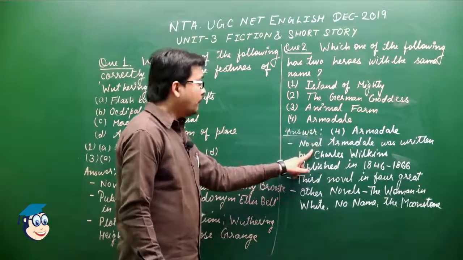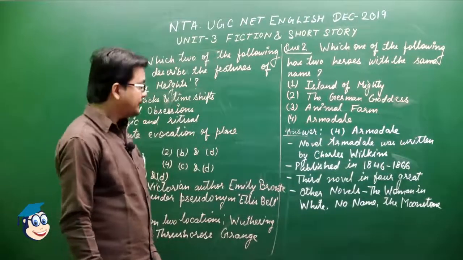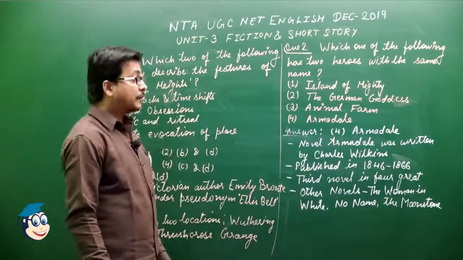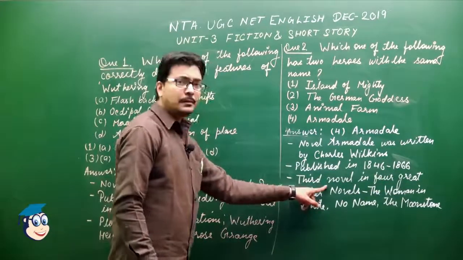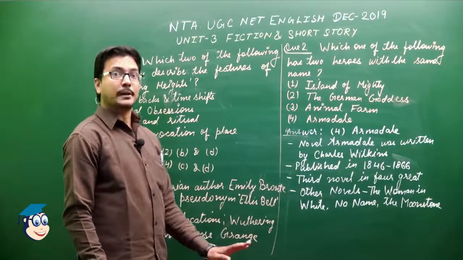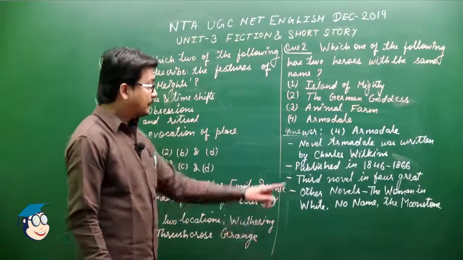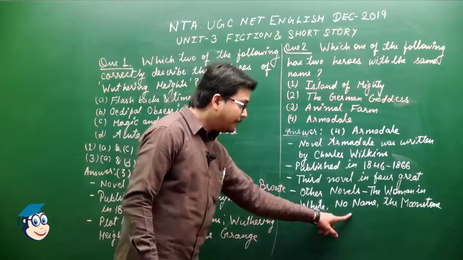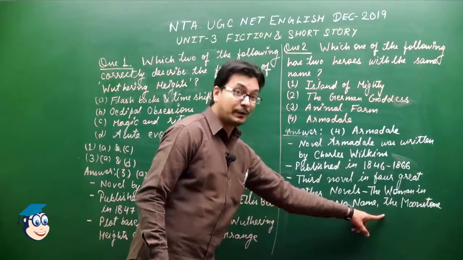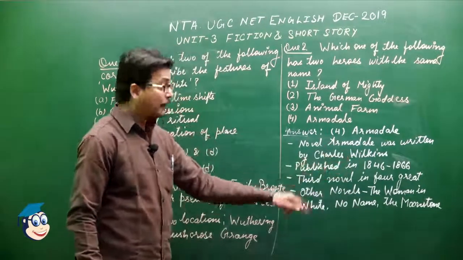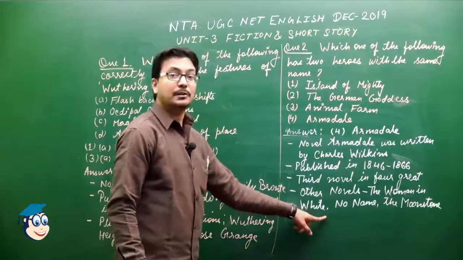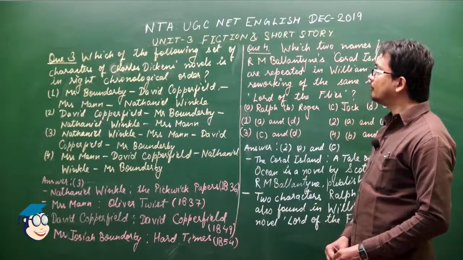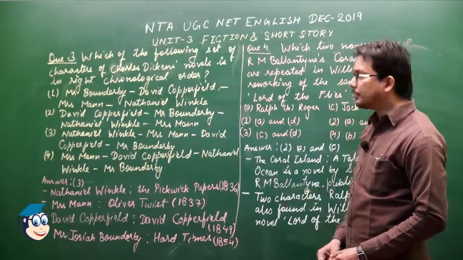For the reason, the novel Armadale was written by Wilkie Collins, and the novel was published from 1864 to 1866 through a series of chapters. In fact, Collins had written 4 great novels. Among those 4 great novels, this was the third one. The other 3 were The Woman in White, No Name, and the last one was The Moonstone. You should remember, Collins was notable for introducing detective novels into the firmament of English literature. Let's talk about the detailed and explained solution of Unit 3 and the next question in that.